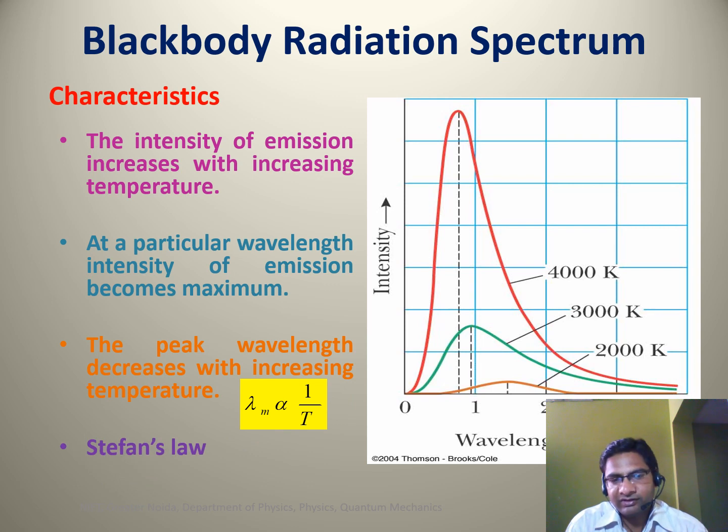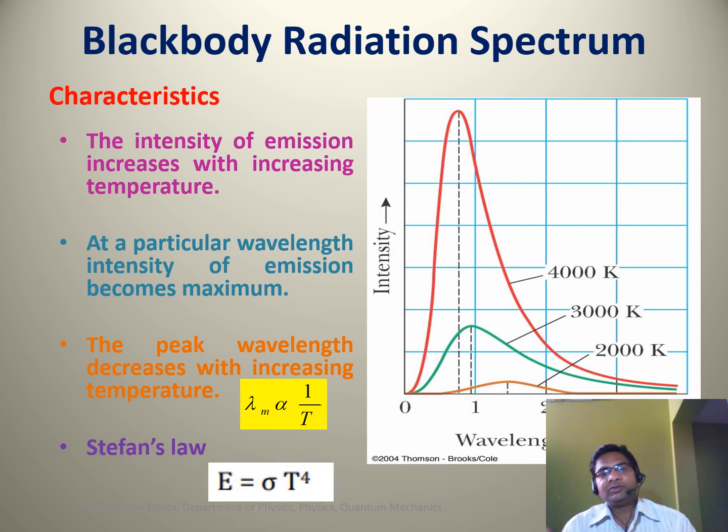And lastly, we see the energy emission per second per unit area in each curve is proportional to the fourth power of the absolute temperature of the blackbody. We know this is nothing but Stefan's law, which we have studied in earlier classes. As the temperature of the blackbody is rising, the energy emission per second per unit area is proportional to the fourth power of absolute temperature. So these are the basic characteristics of the blackbody radiation spectrum. Now we will further study this graph.